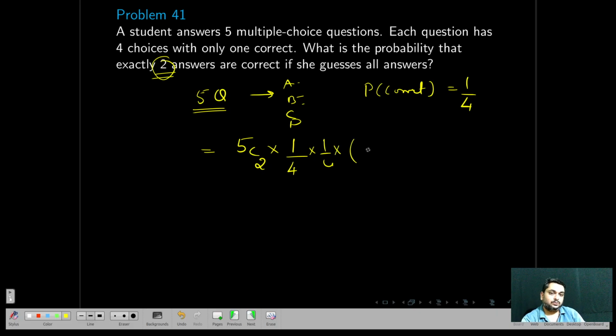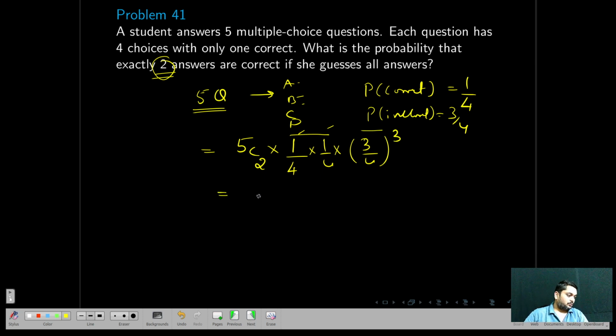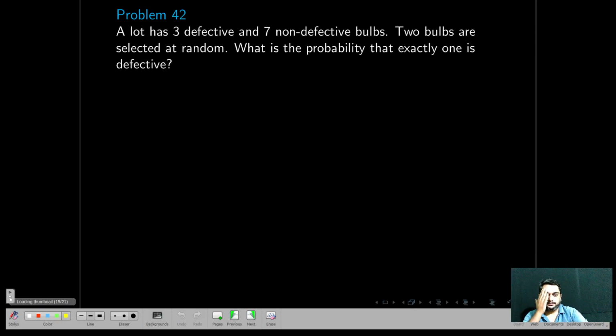Then the others she should not get correctly, right? So P of incorrect is what? 3 by 4. These are the 2 correct answers. Then the rest 3 should be wrong, that probability is 3 by 4 each. So 2 questions answered correctly, 3 questions not correctly. This comes out to be 0.2637. This is actually the binomial distribution. An example for binomial distribution. We'll see it again in binomial distribution.